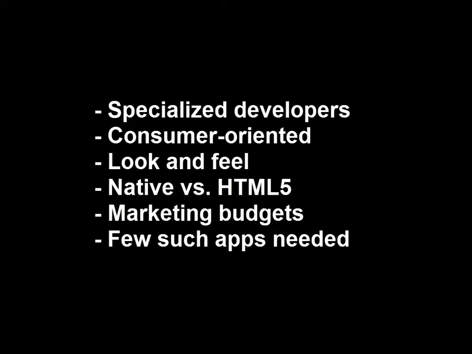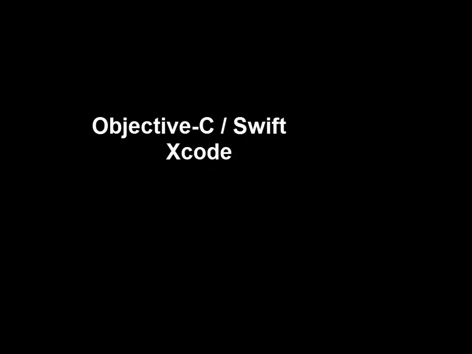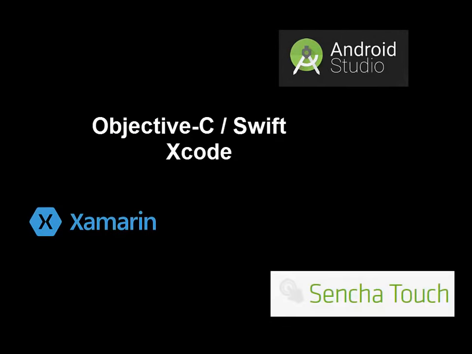Native development versus HTML5 is an important issue to address. Costs can run quite high, but marketing budgets can be large, and very few such apps are needed by any given company. There are many different tools that can be used to create such apps, many aimed at the specialized developers who work on client-side user interfaces that push the limits of mobile hardware. While Alpha Anywhere can and is used to build such apps, that is not where it is mainly targeted.